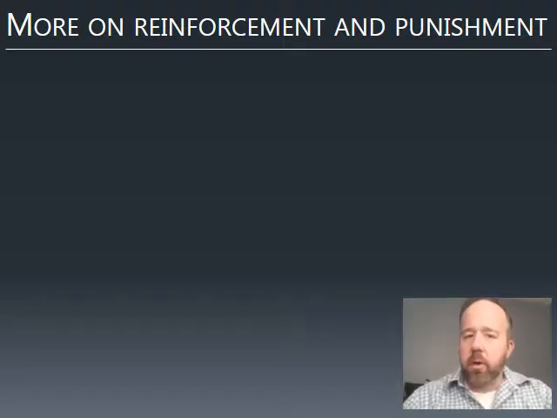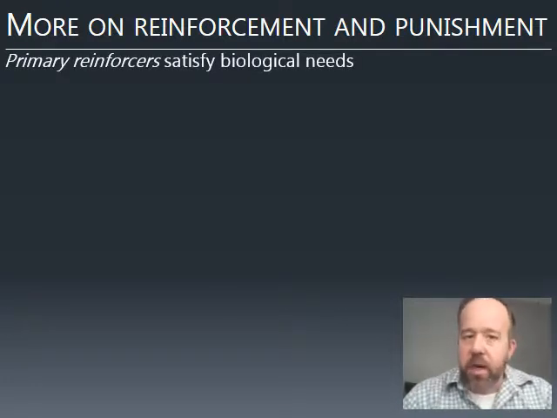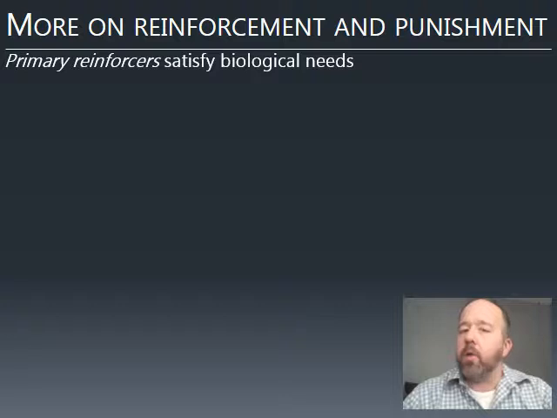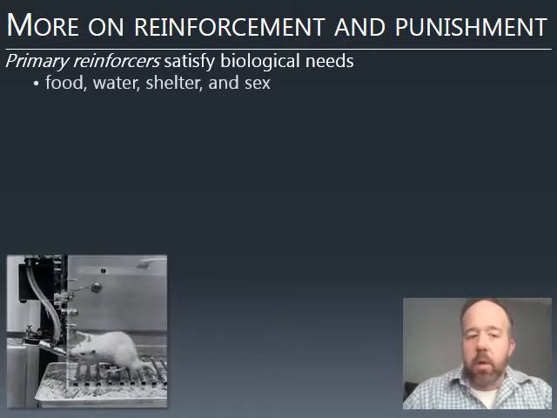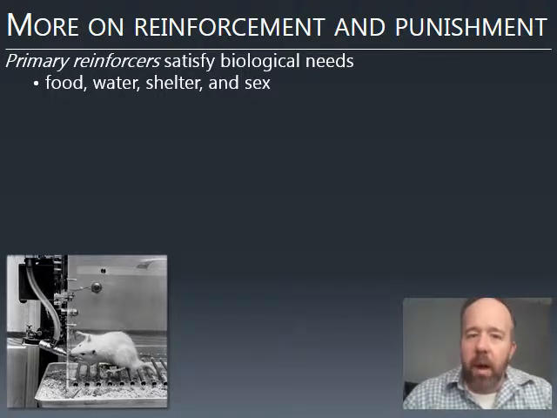So Skinner actually learned a great deal about reinforcement and punishment. And one of the things that he learned is the distinction between primary reinforcers and secondary reinforcers. Primary reinforcers are those things that actually satisfy biological needs. So things like food, water, shelter, sex. And of course, you'll notice that these are stimuli or events that have biological drives that correspond to them.